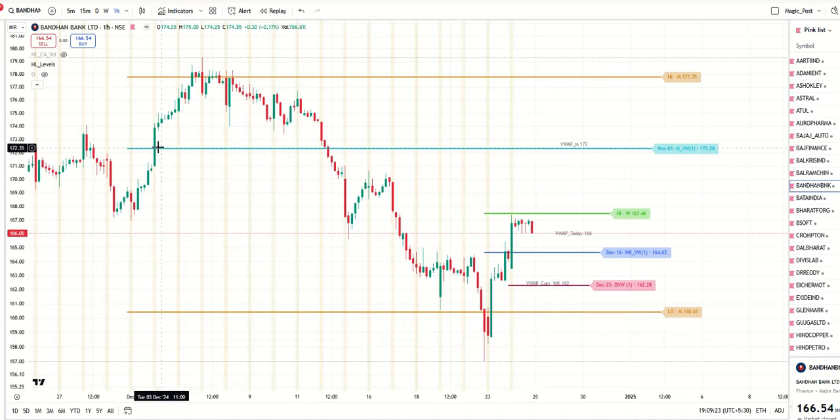You look at this, we are looking at Bandhan Bank. You look at this, some 10, 12, 15 candles are there. We are in hourly.